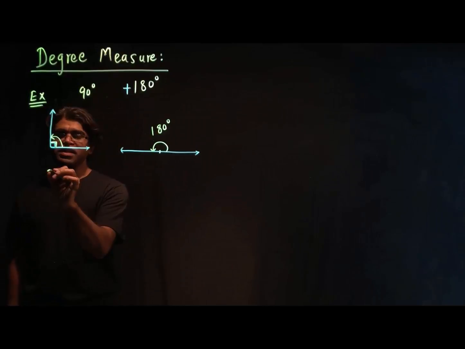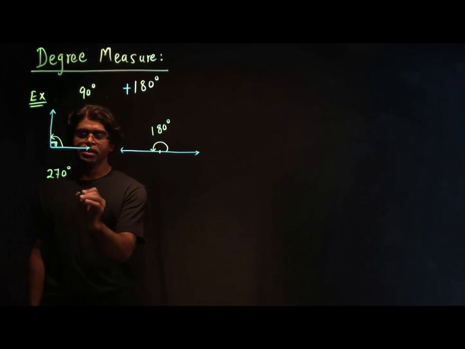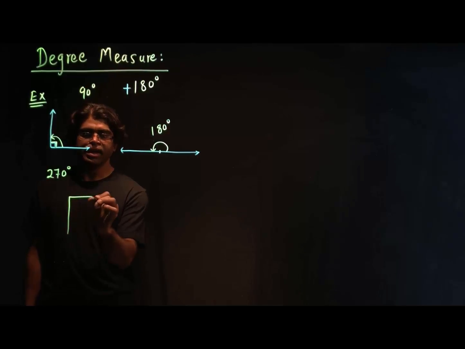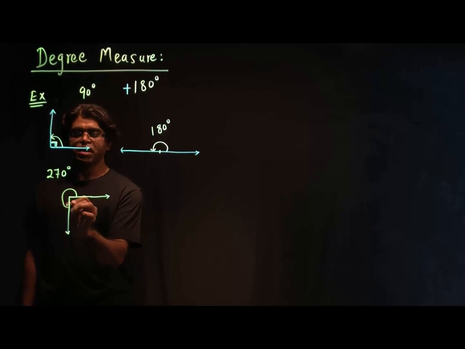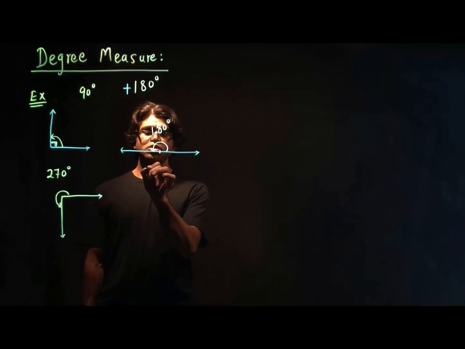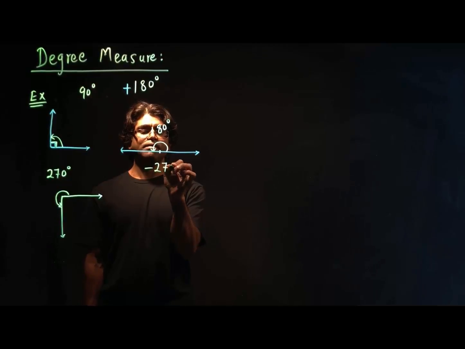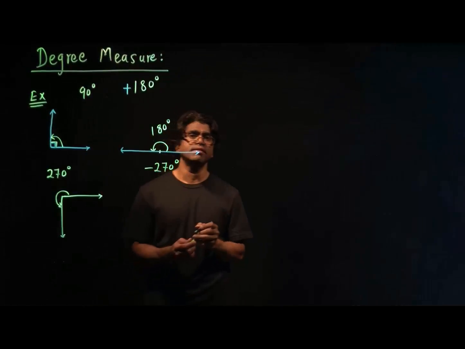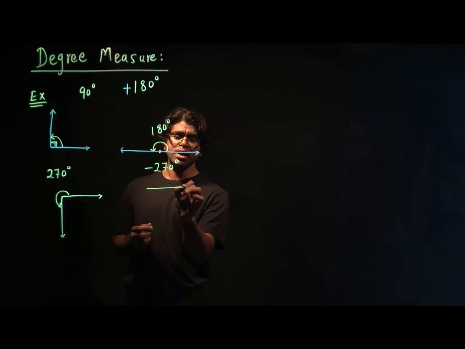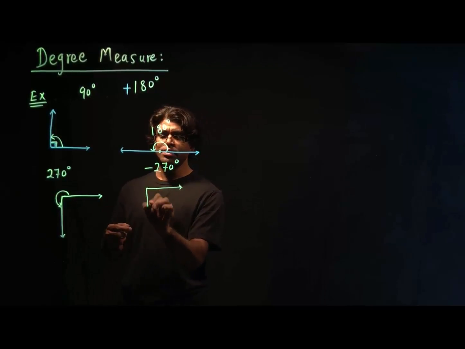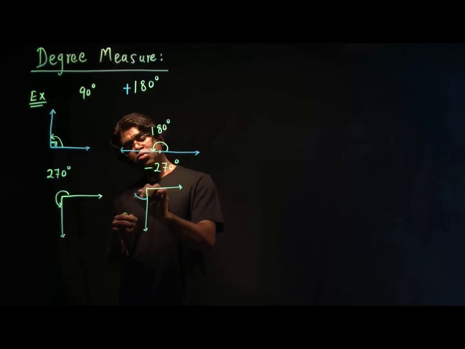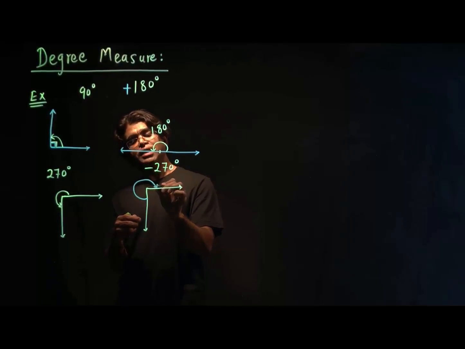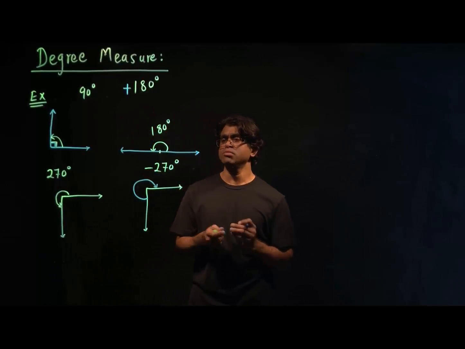Now, let's consider another example. If I want to draw 270 degrees, then I will draw an angle like this. And again, I'm measuring counterclockwise. But if I have to draw the same angle with a negative sign, which is negative 270 degrees, I will draw the same angle the way I have over here. But now my arrow that represents 270 degrees is like this, which is a clockwise movement.